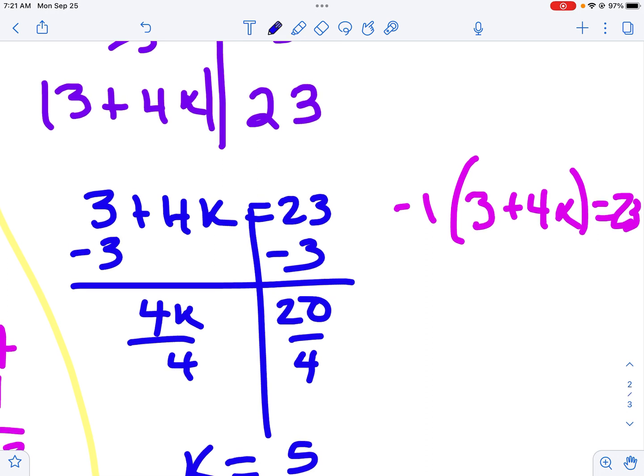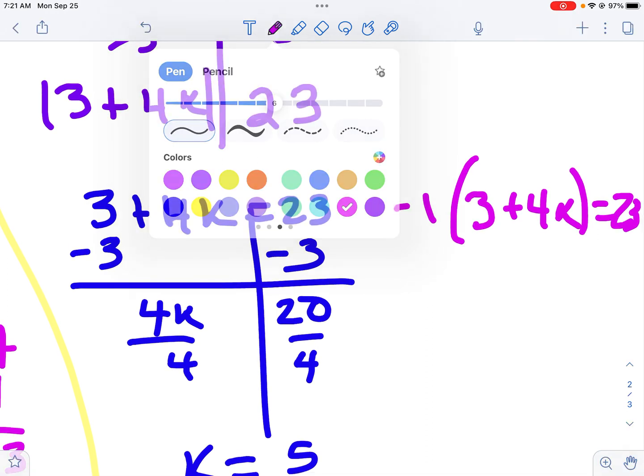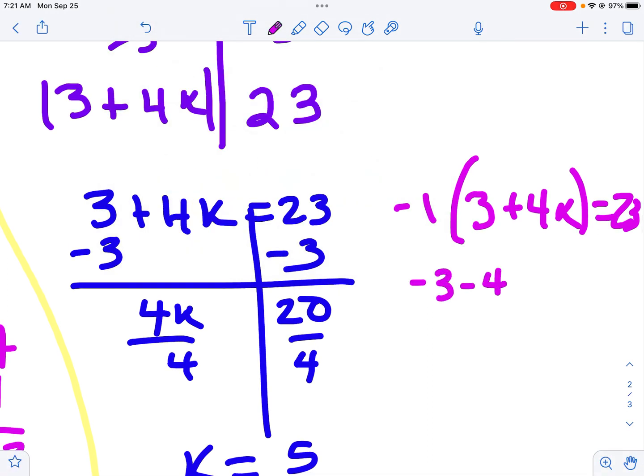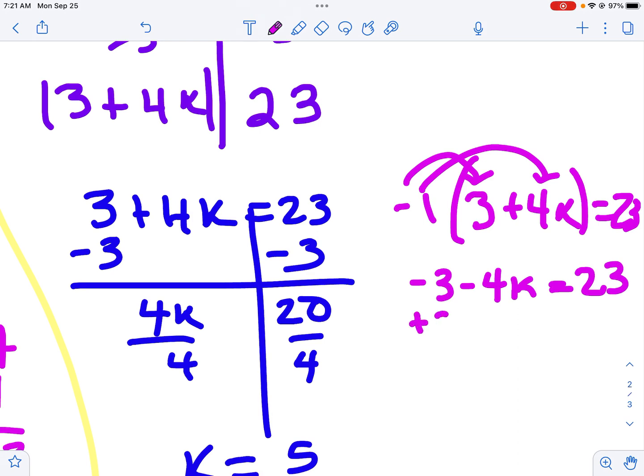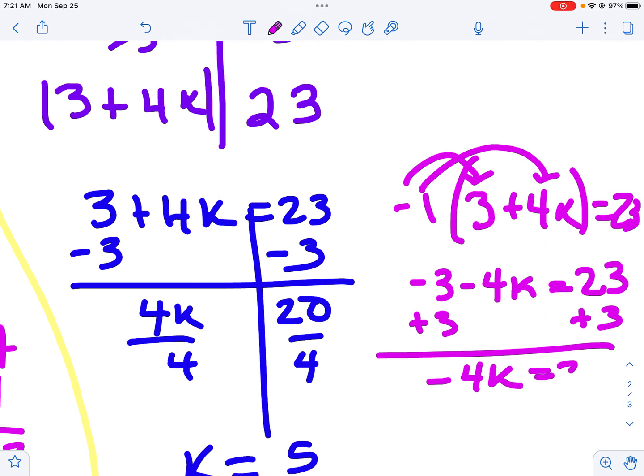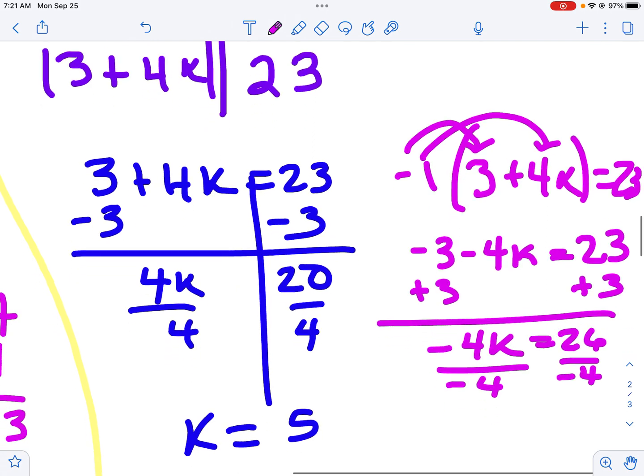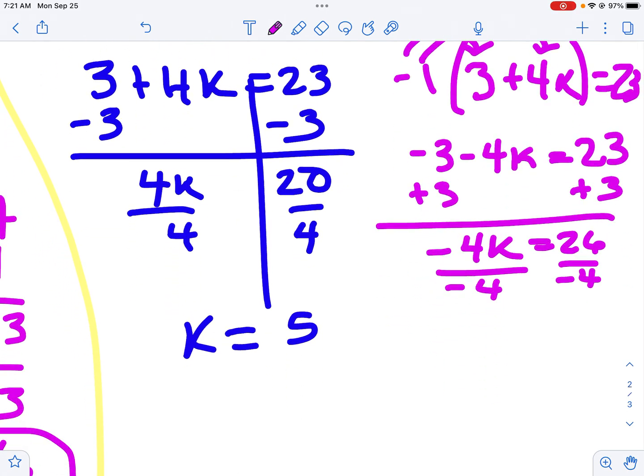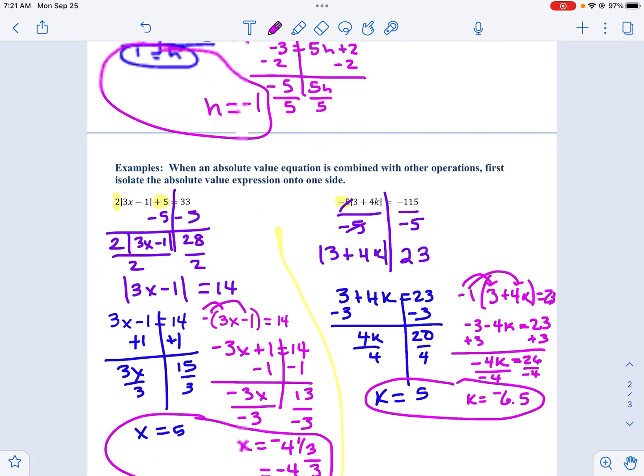I get k equals 5. If I come over here and I do this one, I have negative 3 minus 4k because I distributed that, and it equals 23. We add 3. You know, negative 4k is equal to 26. And again, it does not go in evenly, but it doesn't go in badly. 4 times 6 is 24, so it's 2 left over, so it's 6.5. And so here are my two solutions.